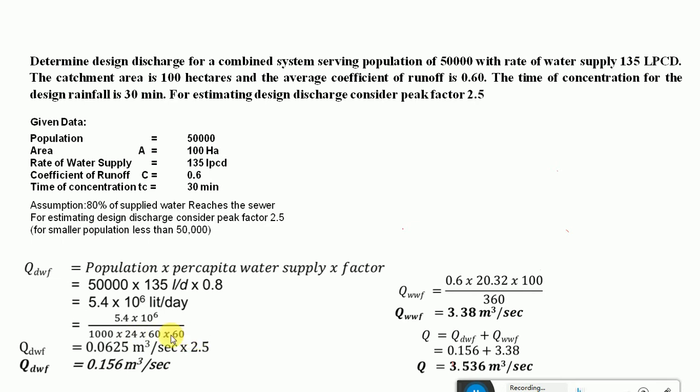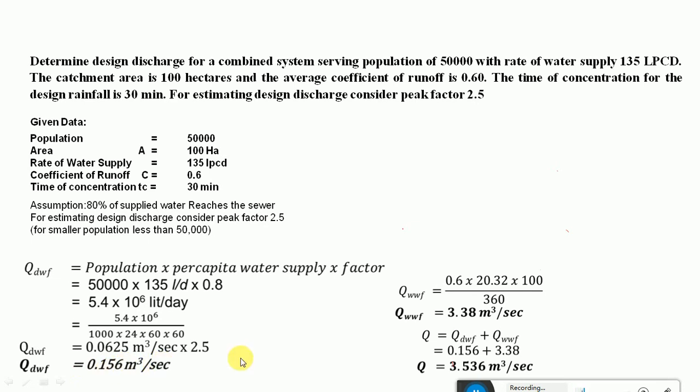So this is the discharge we have obtained, and in this numerical problem it is saying that for estimating design discharge we have to consider the peak factor of 2.5. So for the obtained discharge here we are multiplying the value by 2.5. Okay, so this is called the peaking factor. Then we will get the total quantity of dry weather flow as 0.156 meter cube per second.